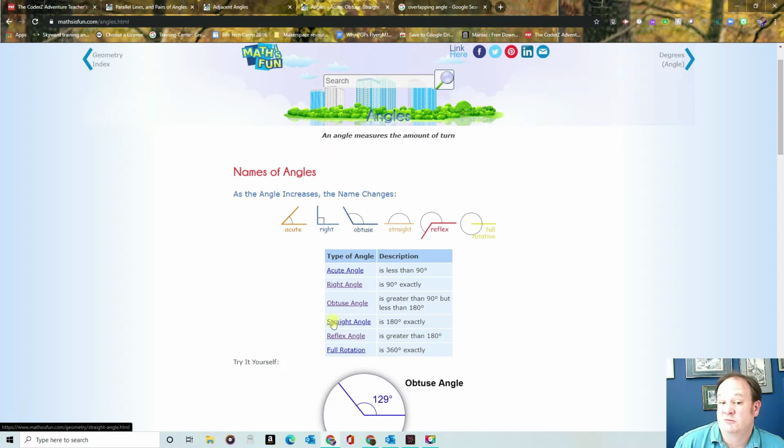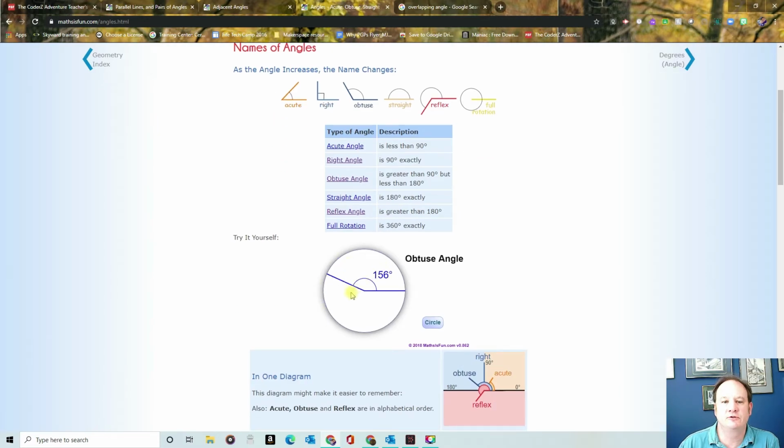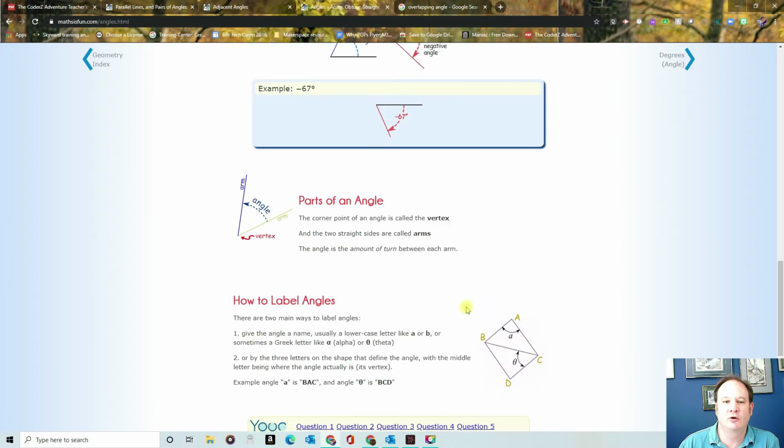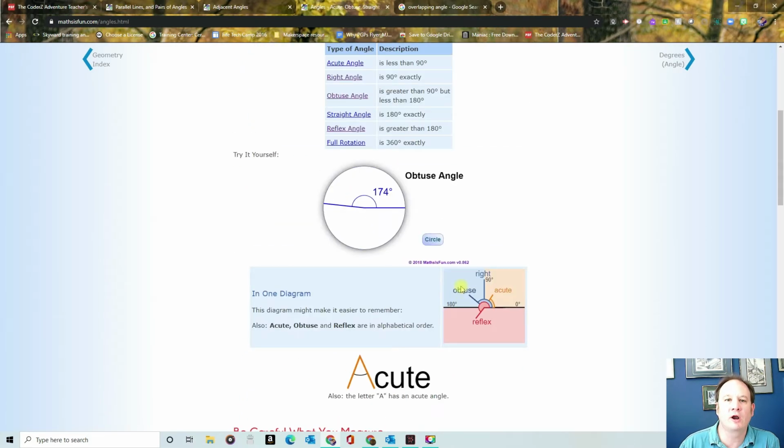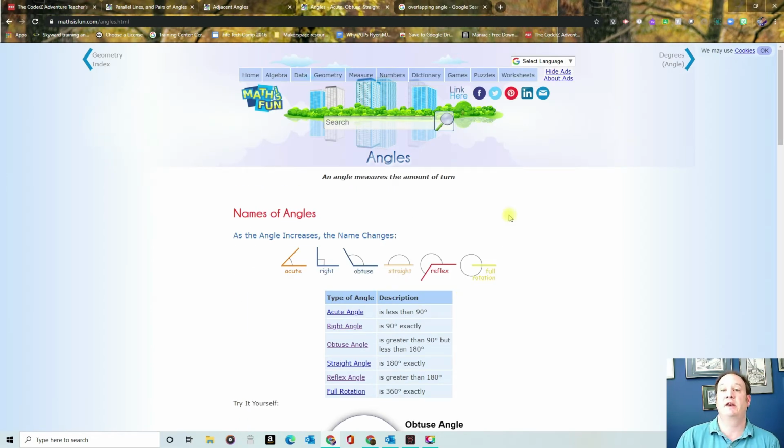There's a straight angle. Who knew? A reflex angle, and full rotation. It does a really good job of allowing you to test out those different angles, see what they look like, and then go more in depth. So if you want to go more in depth on these angles, bam, there you go. Math is Fun. All right, let's continue through the vocabulary.